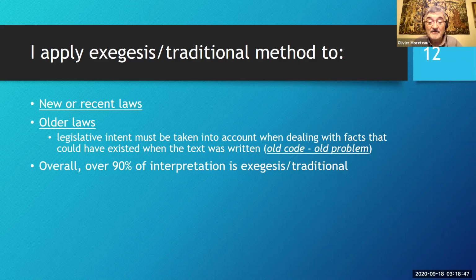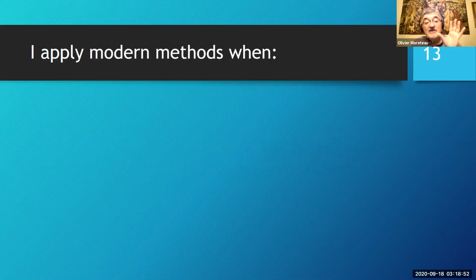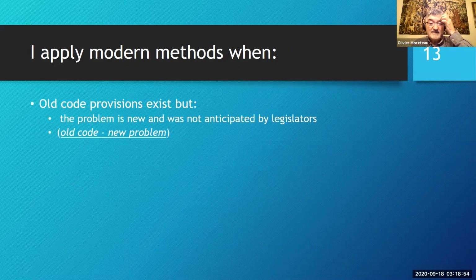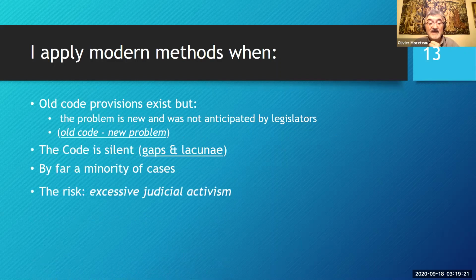So overall, more than 90% of interpretation, I would say 95, 96, maybe 99, it depends what field of the law you are in, is traditional, is exegesis. You will only apply the modern method when you have an old code provision. The code seems to speak possibly to the problem, but the problem is new, has not been anticipated by the legislator. Old code, new problem. There you may move with the modern methods. Or when the code is silent, when you have gaps and lacunae, as we have discussed. By far, that is a minority of cases.